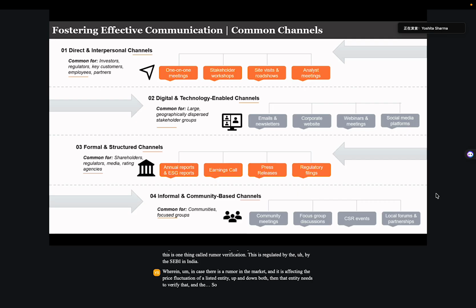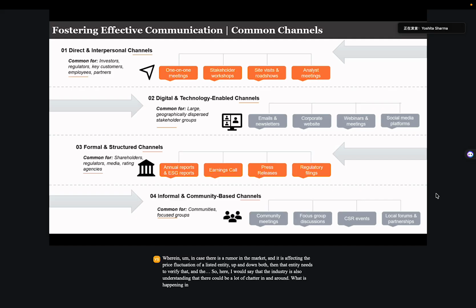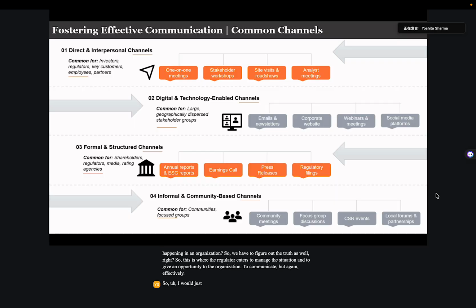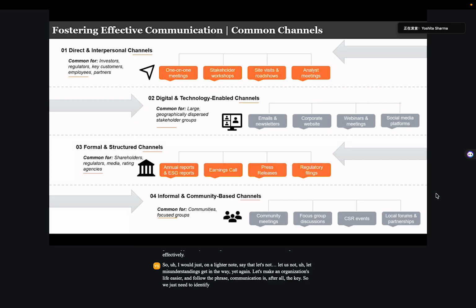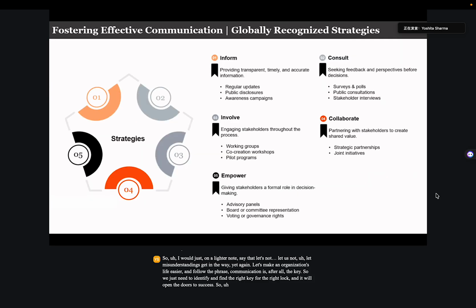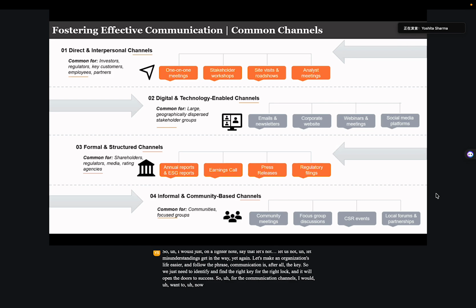Here I would say that the industry is also understanding that there could be a lot of chatter in and around what is happening in an organization. And so we have to figure out the truth as well, right? This is where the regulator enters to manage the situation and to give an opportunity to the organization to communicate, but again, effectively. On a lighter note, let us not let misunderstandings get in the way yet again. Let's make an organization's life easier and follow the phrase: communication is after all the key. We just need to identify and find the right key for the right lock, and it will open the doors to success.